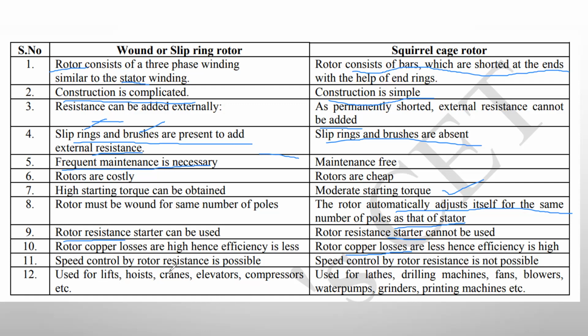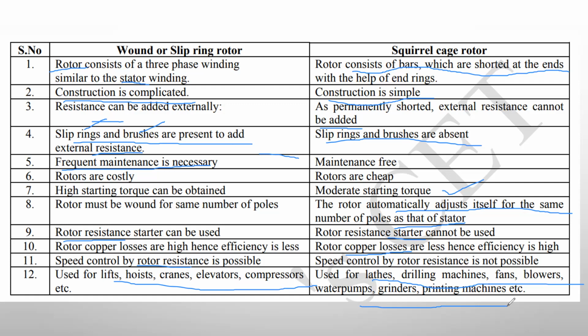Speed control by rotor resistance is possible in the slip ring motor. Speed control by rotor resistance is not possible in the squirrel cage. The resistance is connected outside through the slip rings. Here it is not possible. The slip ring motor is used in lifts, hoists, cranes, elevators, compressors. The squirrel cage is used in lathes, drilling machines, fans, blowers, water pumps, grinders, printing machines. This one has moderate starting torque. That one has heavy starting torque, high starting torque.